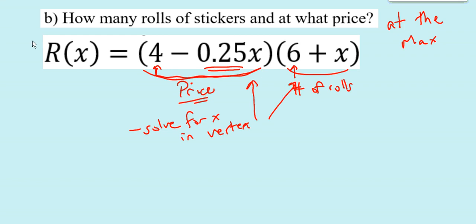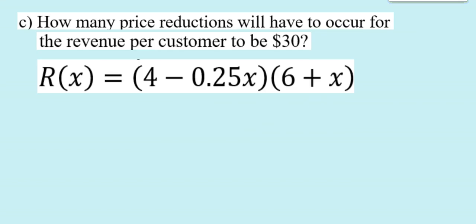So what else do we have to do? It then says how many price reductions will have to occur for the revenue per customer to be $30. So when it says how many price reductions, remember that's asking me to find X, because that's what X represents, the number of price reductions. So I know that I need to find X. And what I'm told is to find X when the revenue is $30. So to solve this one, I need to sub $30 for the revenue.